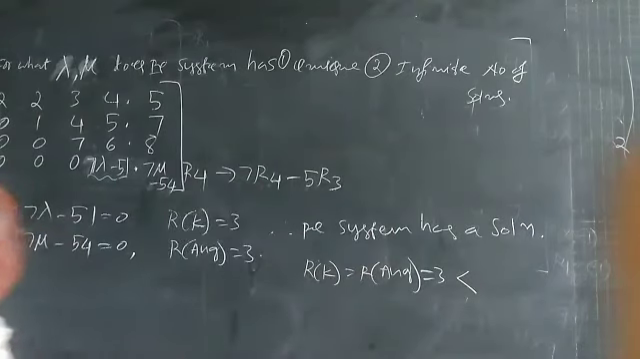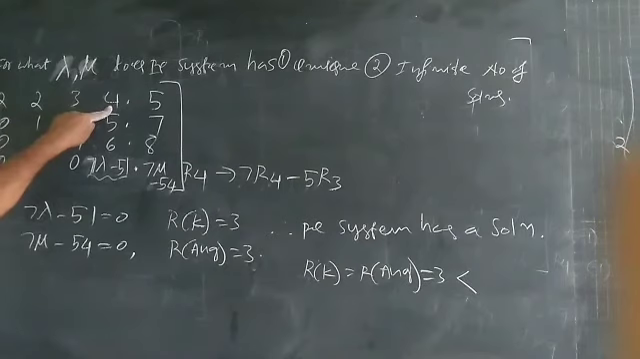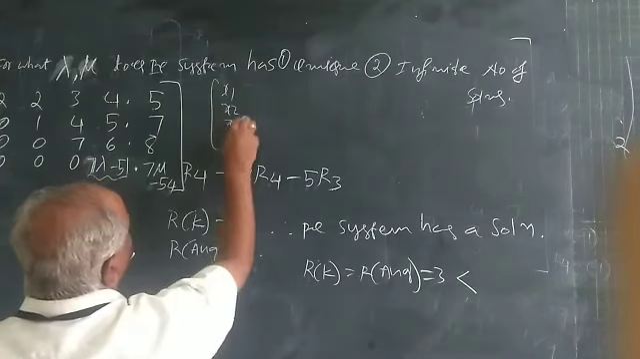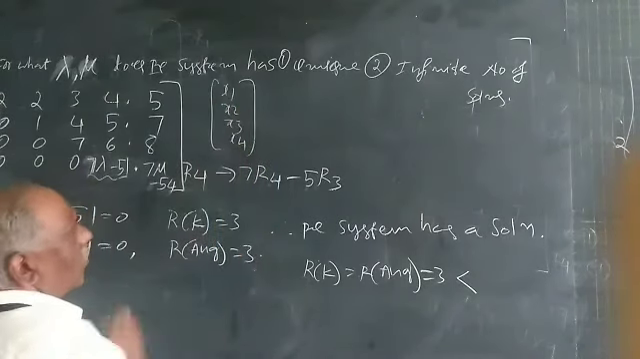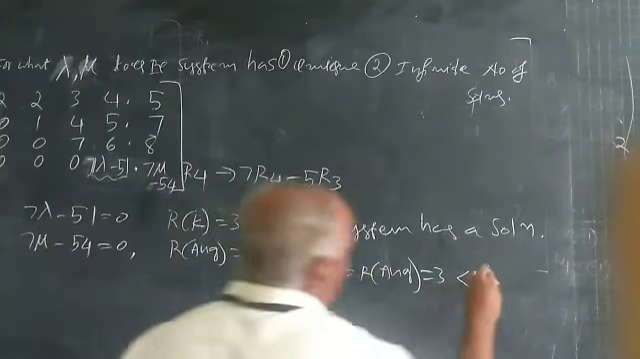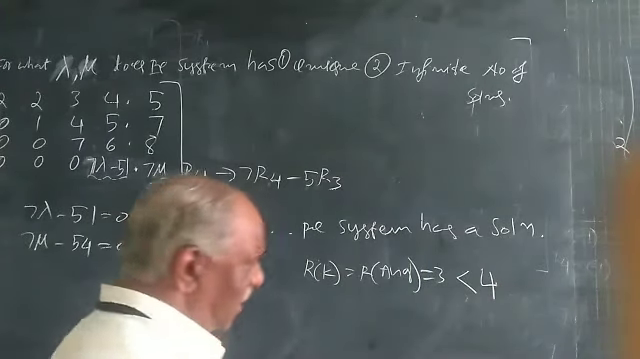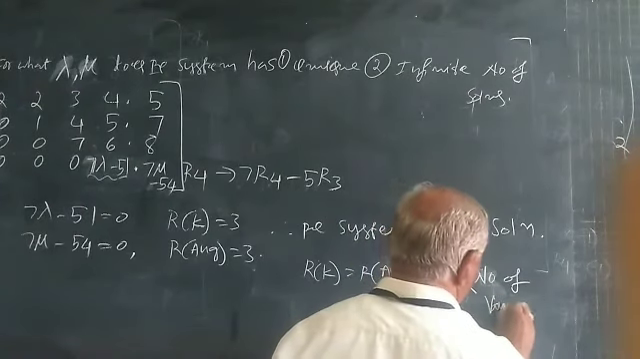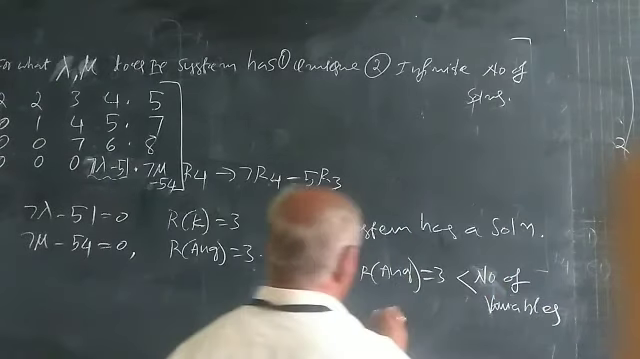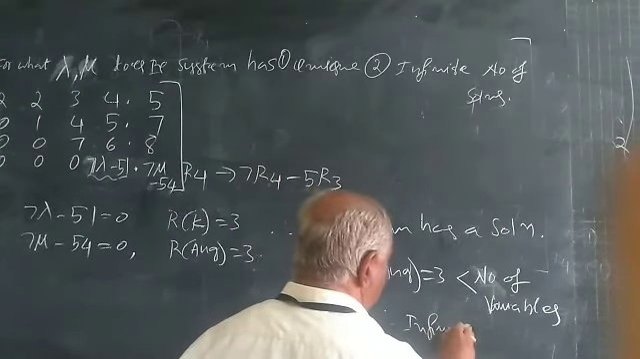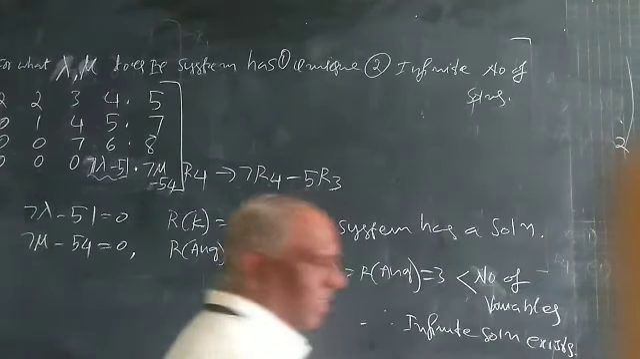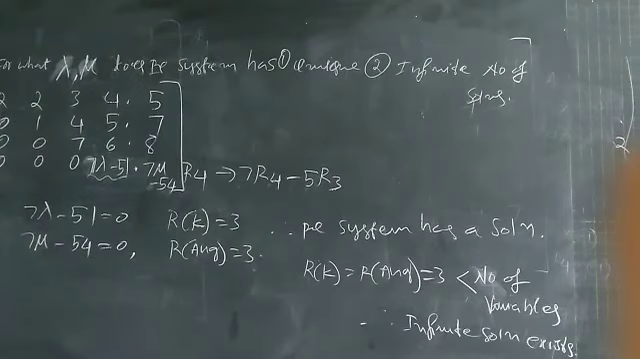It is less than the number of variables. How many variables? X1, X2, X3, X4. You have not seen reading the problem. X1, X2, X3, X4, four variables. So it is less than the number of variables. Therefore, infinite number of solutions exist.